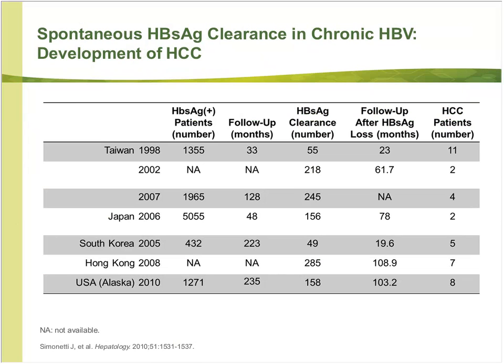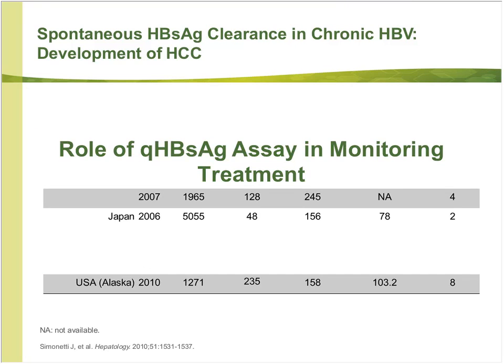Spontaneous S clearance and development of HCC. So this is bringing us back not just to the quant S number, but why we want S antigen to disappear. They still have hepatitis B in their liver, of course. This is incurable, but when you get to this functional cure, your chance of liver cancer drops dramatically. So this is just basically the home run in hepatitis B management.